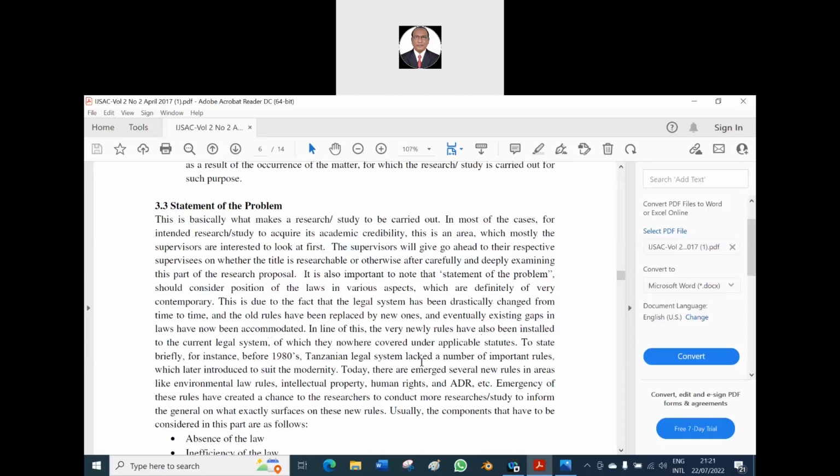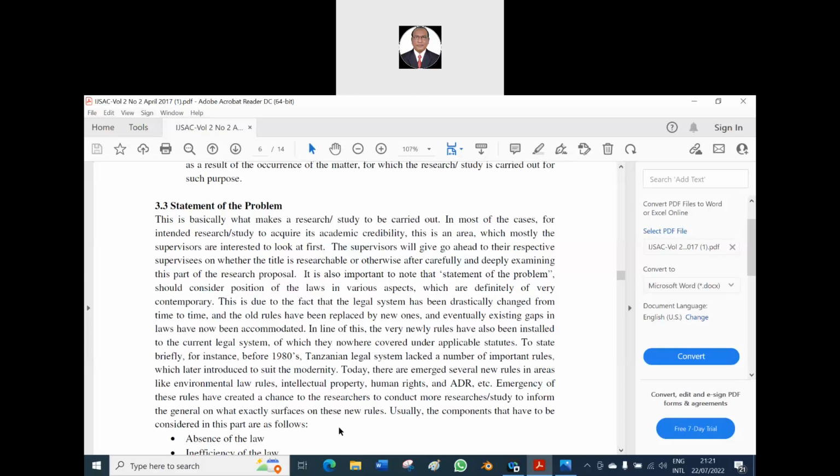Is it not that the change is made over there? New laws will be covered, because earlier the Evidence Act would not cover it, but now the Evidence Act will be taken into consideration as relevant proof, even teleconference also. Usually the components have to be considered as follows.